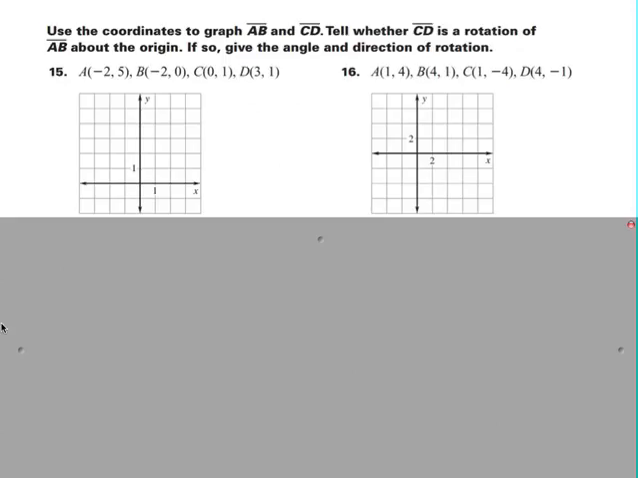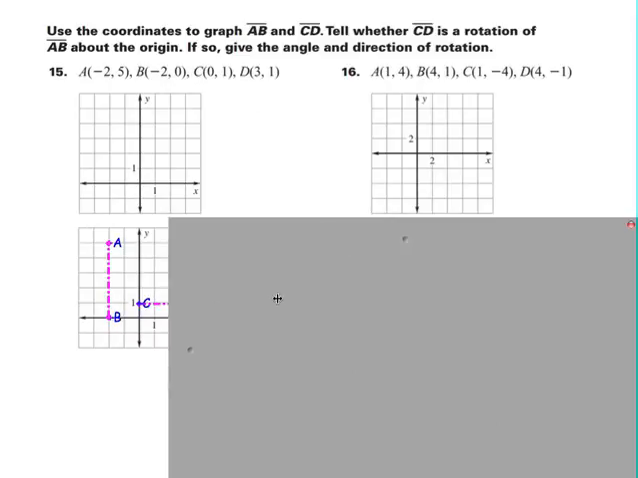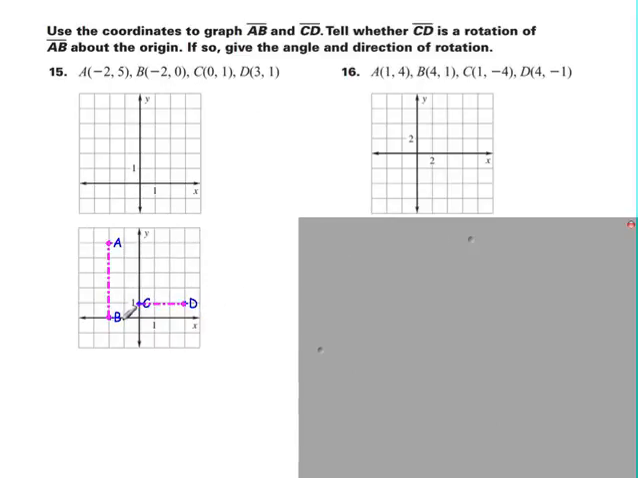Okay. Use the coordinates to graph AB and CD. Tell whether CD is a rotation of AB about the origin. If so, give the angle and the direction of the rotation. Holy smokes, this is going to be tough. Okay, so we got to plot some stuff. So here we go. We plot A, we plot B, we plot C, we plot D.